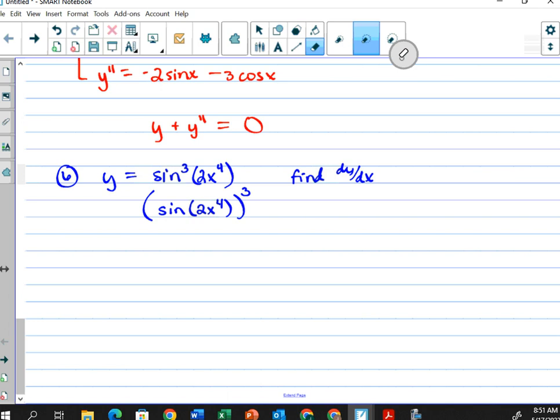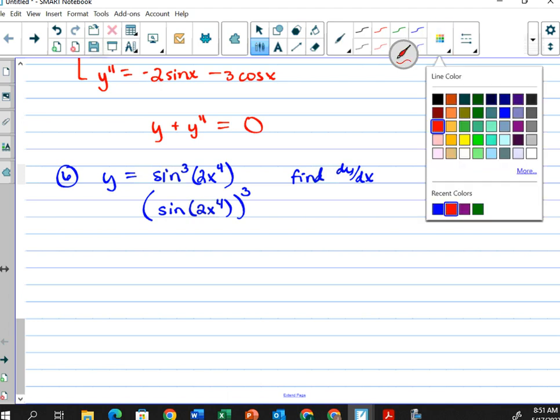Sine is not raised to 2x to the 4th. Let me show you your first piece, starting on the outside, working in. When you do the 3, everything stays the same in here. That's step 1.